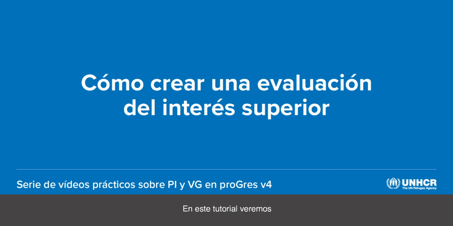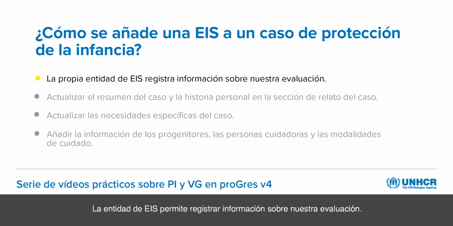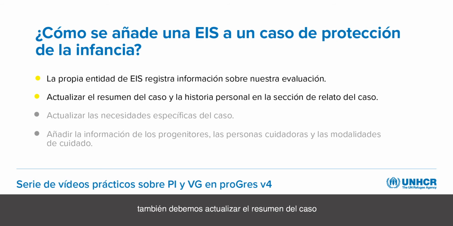In this tutorial, we will go through how to add a best interest assessment to a child protection case. The assessment step of case management for children at risk can require us to enter information in several places. The BIA entity records information about your assessment itself. After completing your assessment, you should also update the case summary and personal history in the case narrative section.